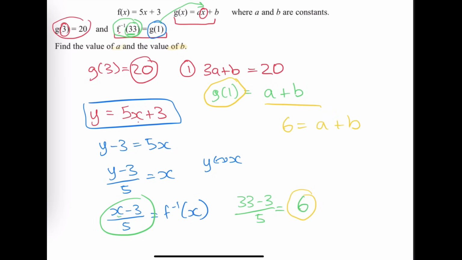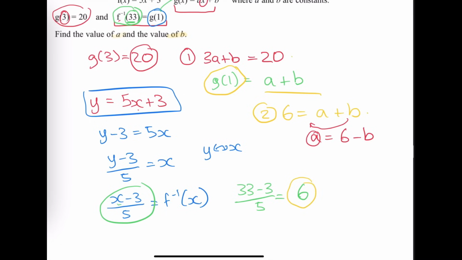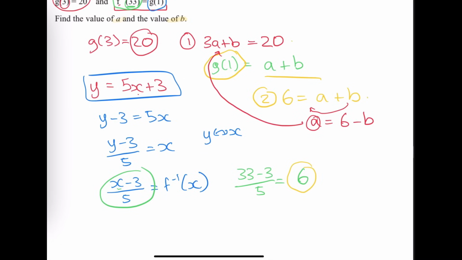So we are going to now use this as our second equation. Now we're going to use both of these so that we can find out what the answer is. So we're going to make one of these equations. I'm going to choose A. A is going to be the subject. So we just put B to the other side, so it'll be 6 minus B. Now we take this A and we put it into the first equation. It's 3 times 6 minus B, plus B, and this equals 20.